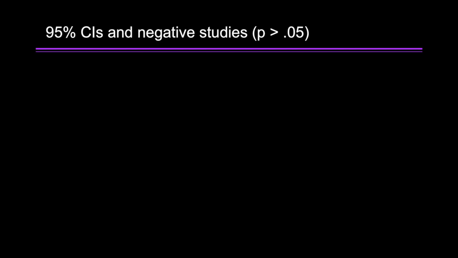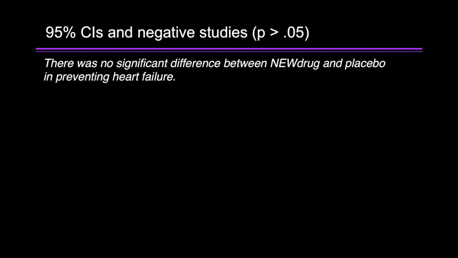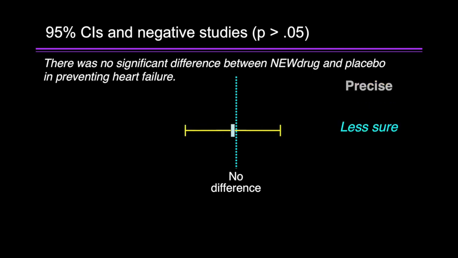Now finally, let's touch on why confidence intervals are particularly useful when considering negative studies. And by negative studies, I mean one in which no significant difference is found, where the p is greater than 0.05, a null finding. Like this one. There was no significant difference between new drug and placebo in preventing heart failure. So we know the confidence interval crosses no difference, and this is a pretty tight one. It's a precise estimate.